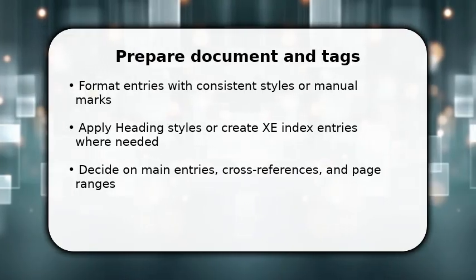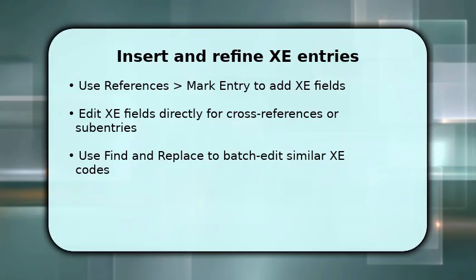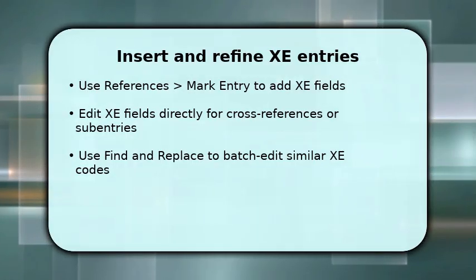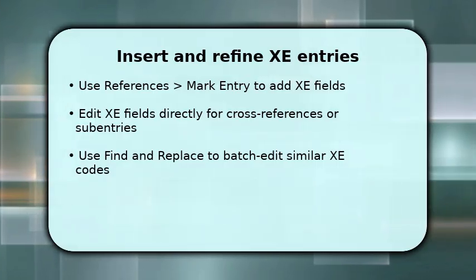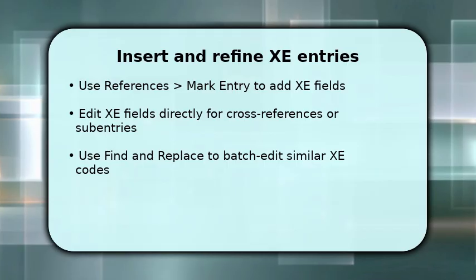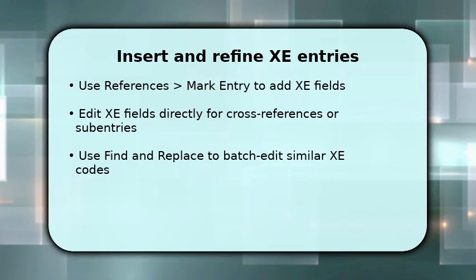Now you move into marking and refining many entries efficiently. Select Text and open Mark Entry to add main entries, subentries, and cross-references. Press Mark or mark all when appropriate. Once marked, you can edit XC fields in the document to adjust capitalization or merge duplicates. This is faster than remarking every instance.